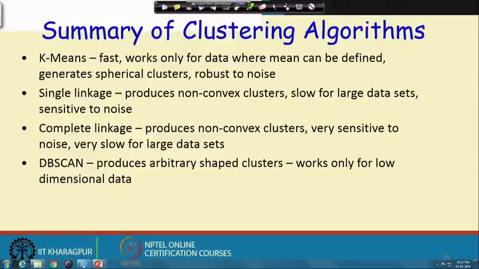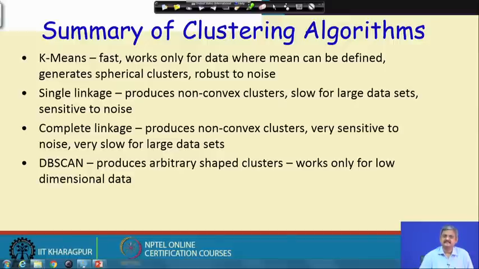Let us compare a few clustering algorithms we studied. We studied three algorithms: k-means, single linkage hierarchical, and DBSCAN, the density based one. The advantage of k-means is that it is very fast and robust to noise, but it works only when the mean can be defined, that is, for numerical attributes. It does not work for nominal or ordinal attributes, since it is difficult to define a mean.